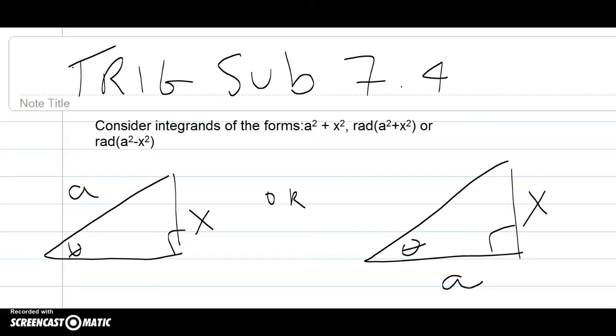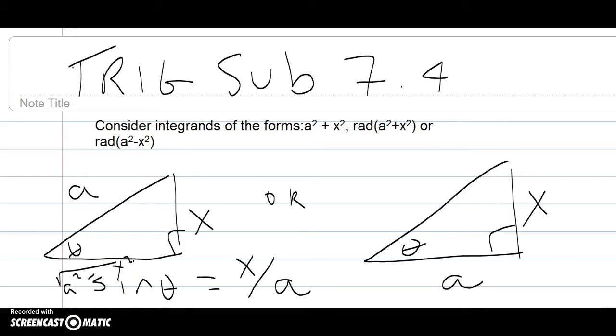Let's consider some trig relationships first, and then we'll jump in and look at some of the integrals. If you look at the triangle on the left over here, we notice if I had some expression x and a, if I think of those as sides of a triangle, then the sine of theta would be x over a, and this missing side here, by the Pythagorean theorem, is going to be the square root of a squared minus x squared.